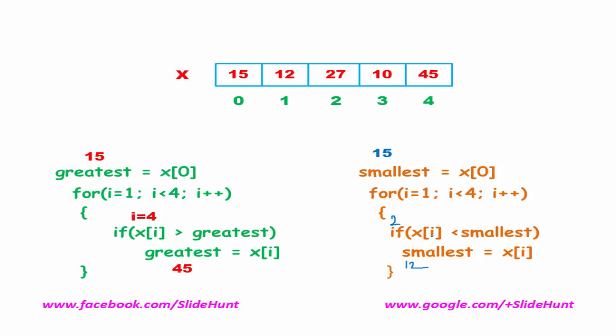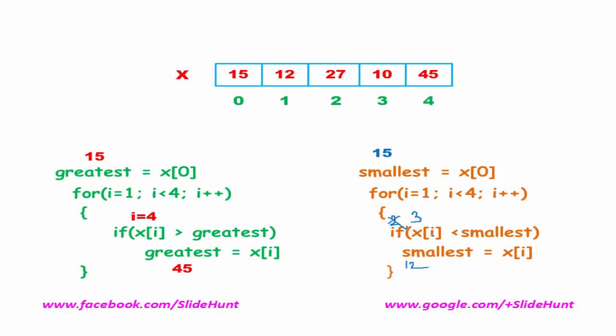Then check this condition. X of 2 less than smallest. X of 2 is 27. 27 less than 12? No, it is false. So skip this statement and control goes here. Increment the value of I by 1. So now I equals 3.